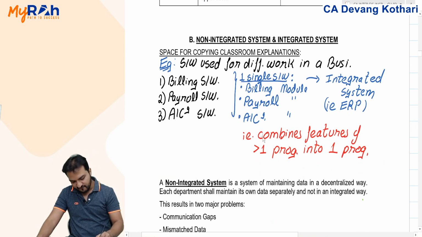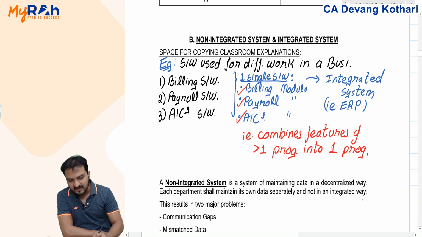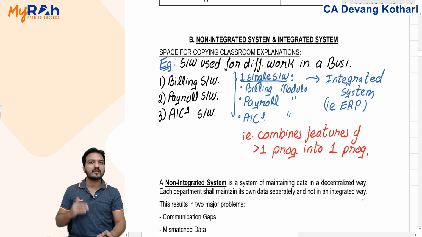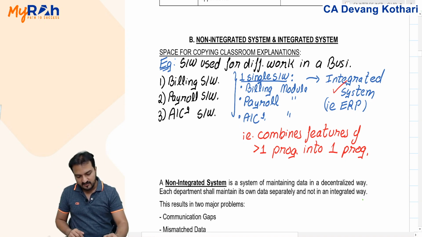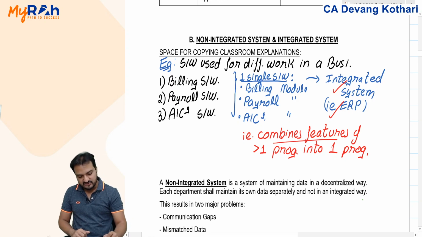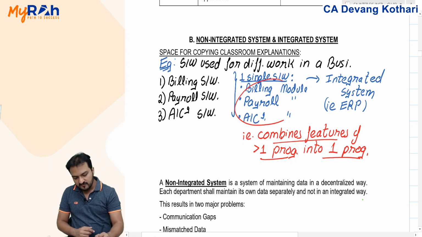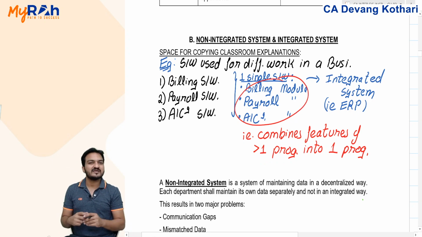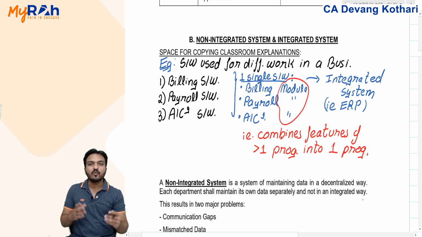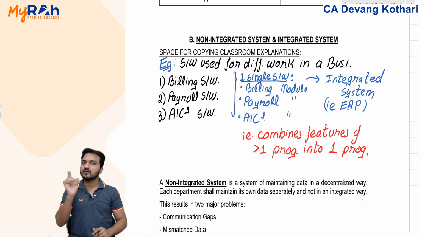Imagine a single software which will do billing as well as payroll as well as accounting. If all the three tasks are done by the same single software, then such software will be called my ERP software, integrated system. Now, what is the benefit of that? The benefit is that it will combine features of more than one program into one program. Now all the three softwares are not three separate softwares, rather they become three different modules within the same software. Plus, among the three modules, they will have one common database.